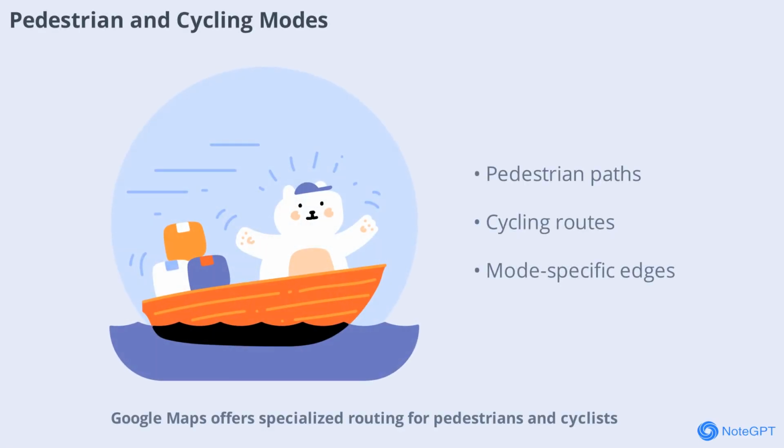Google Maps offers specialized routing for pedestrians and cyclists. By activating different edges in the graph, the app provides routes that are safe and accessible for walking or biking. This multimodal capability ensures that every user gets a tailored navigation experience, whether they're on foot, bike, or car.